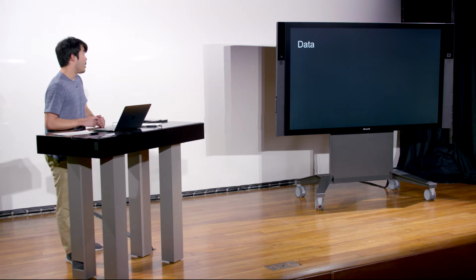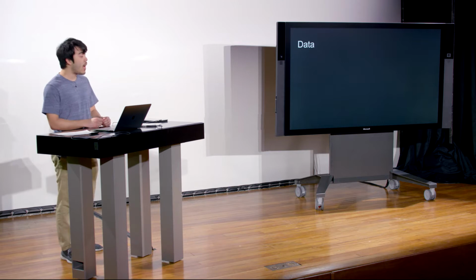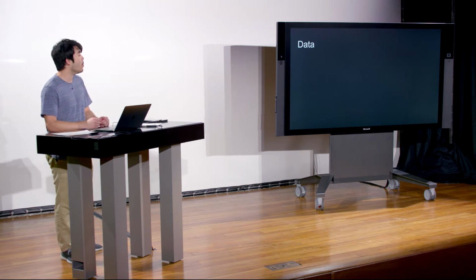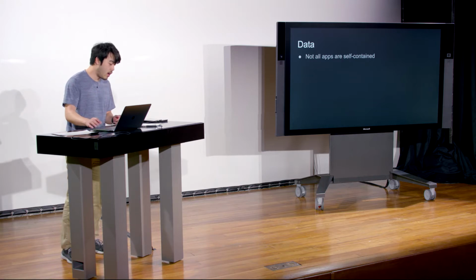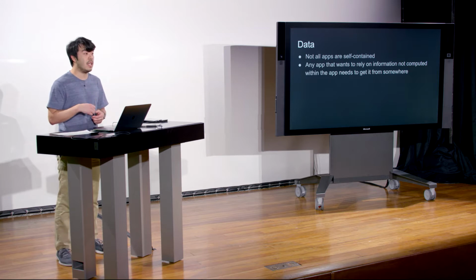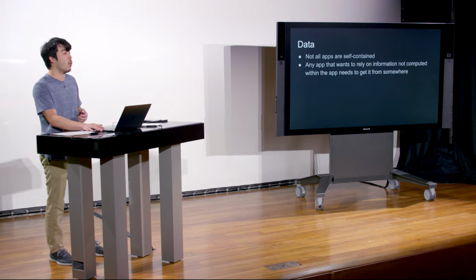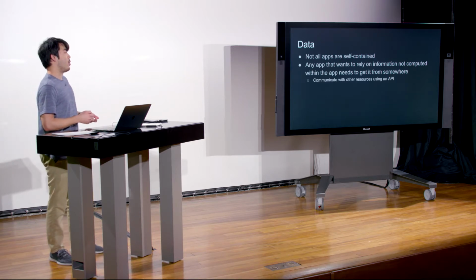In this lecture, we'll be talking about data. Up until this point, all of the applications that we've been doing in class have been self-contained, where all of the data that we need for the app is either generated within the app or created during the time of the app. But not all apps are self-contained. Any app that wants to rely on information not computed within the app itself needs to get it from somewhere. And where can we get it from, or how do we go about getting that data? Well, we end up communicating with other resources using an API. And so how might we do that?